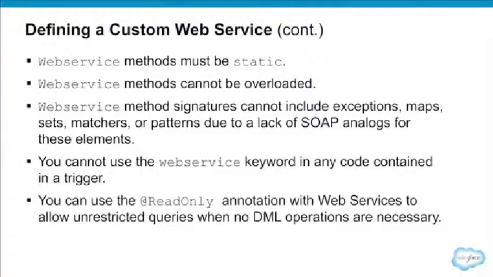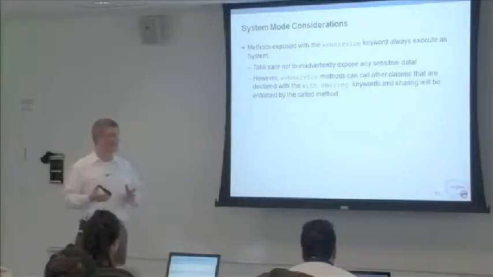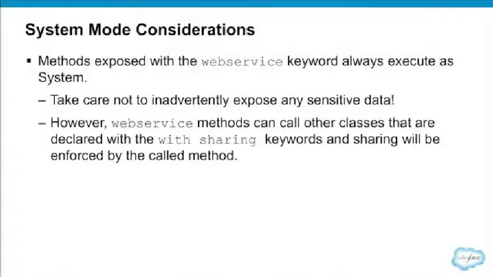Here's an odd thing about custom web services. Even if you were to create a class and apply with sharing to that class that contained the web service, it won't operate in with sharing mode. But what you can do is create a helper class, apply with sharing to that helper class, and then call it from the method that contains the custom web service. So it's just a nuance, but all you need to do is create a second class and then call that second class.